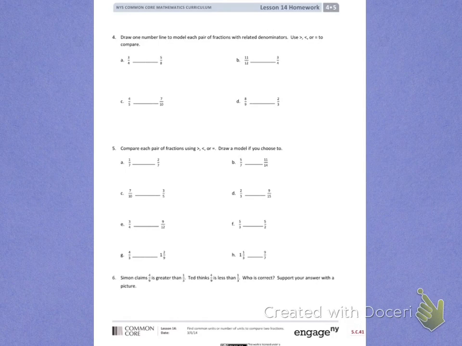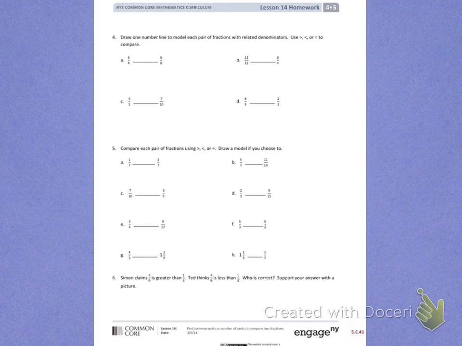Grade 4, Module 5, Lesson 14, Homework, page 2. Problem number 4. Draw one number line to model each pair of fractions with related denominators. Use greater than, less than, or equal to. Compare. Letter A, 3/4 compared to 5/8.